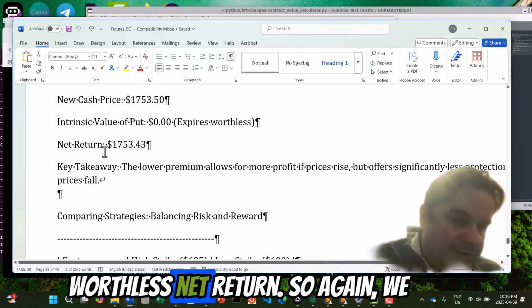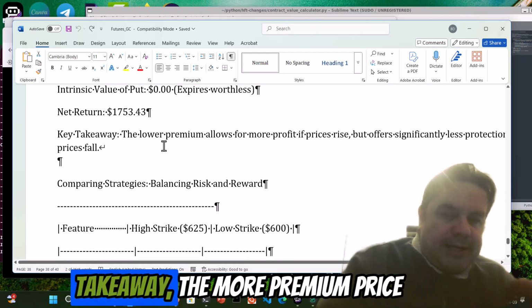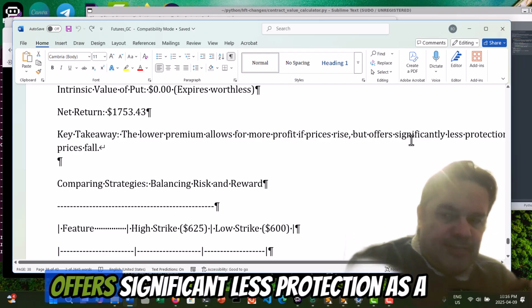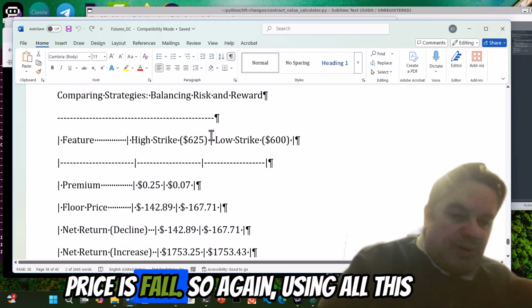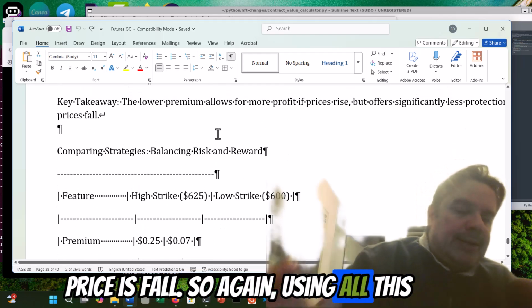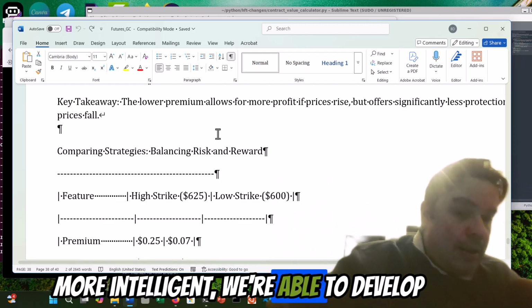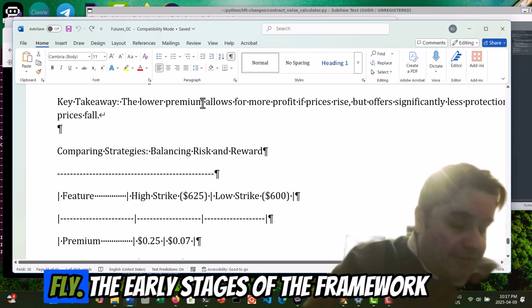Okay, expires worthless, net return. So again, we summarize here with our key takeaway: lower premium price allows profit if the price rises, but offers significantly less protection as the prices fall. So again, using all this down the road as things get more intelligent, we're able to develop source code for this strategy on the fly.